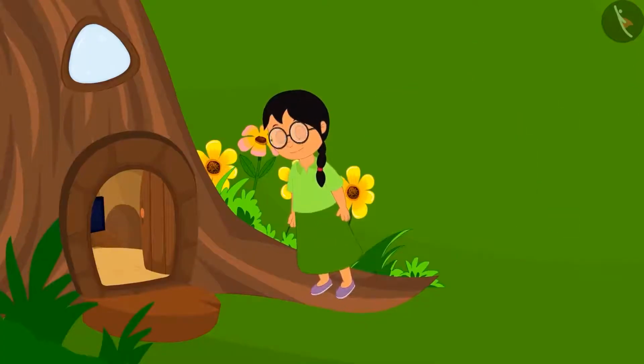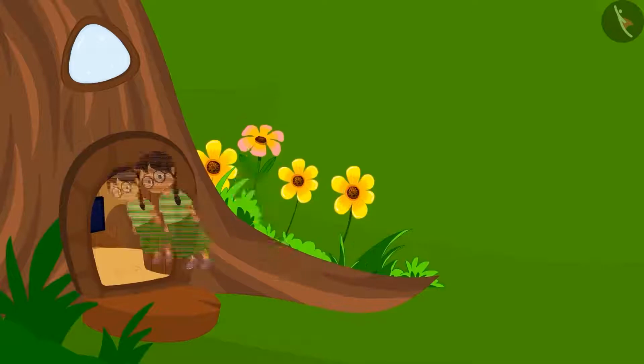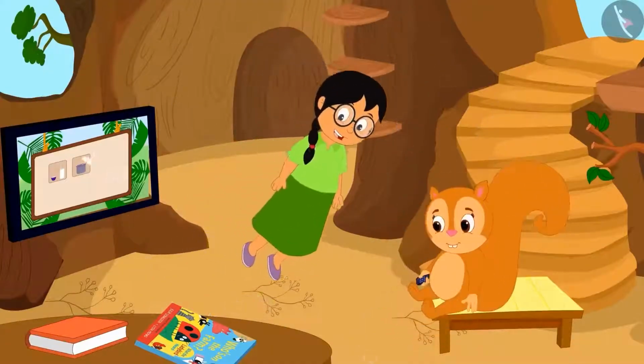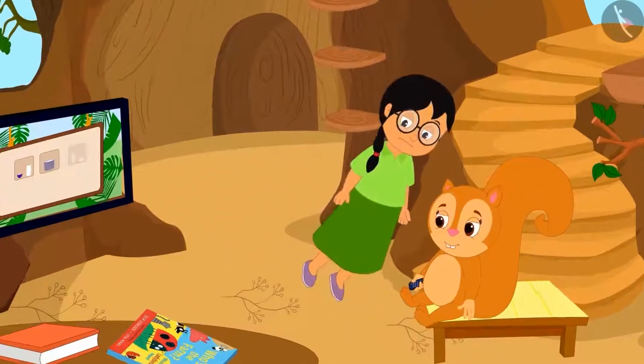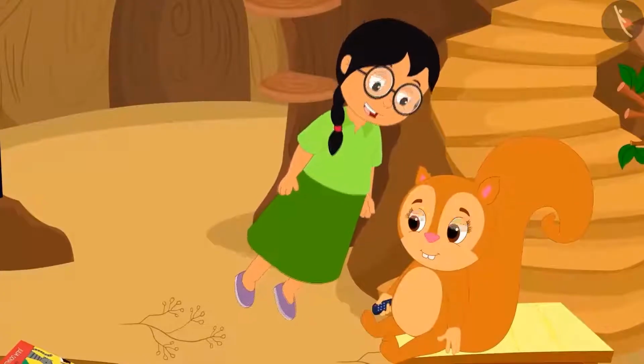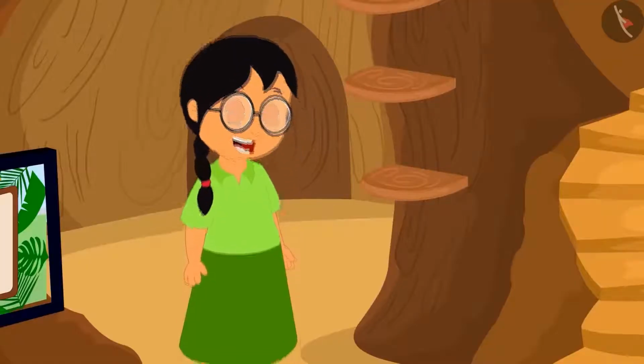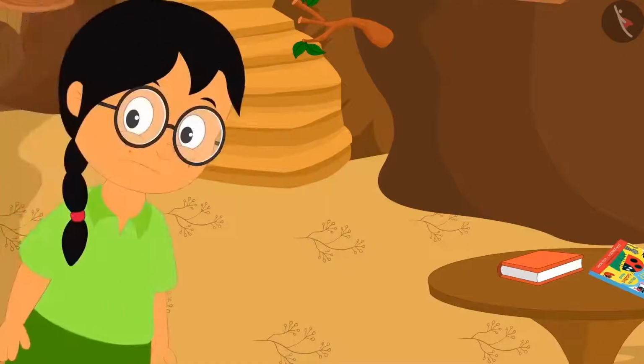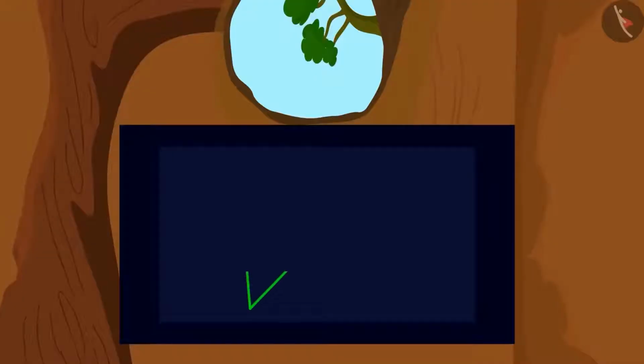She flies into Chanda Squirrel's house. Chanda is watching TV. But what is this? Chanda cannot see her. Meenu is very happy to know that she cannot be seen. She made this type of pattern on Chanda's TV.